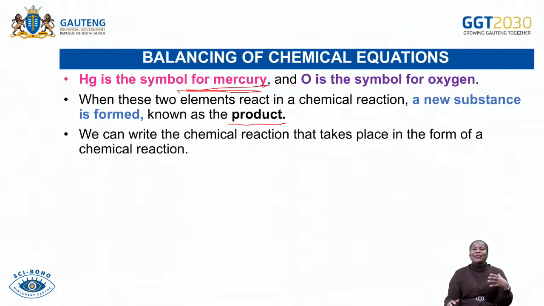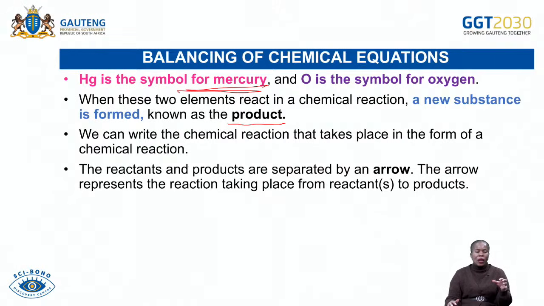So how do we then write this in a chemical reaction? We can write it in the form of showing the reactants on the left and then the product on the right. And these are then separated by what? By an arrow. An arrow represents the reaction taking place from the reactants to the products, because it has an arrowhead on it, just like we did when we spoke about the forces, the arrowhead. It shows the direction in which the reaction is moving.